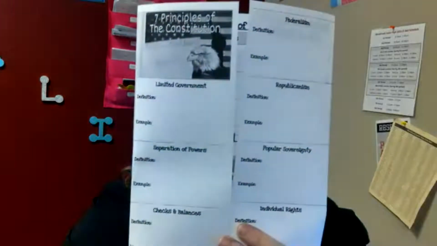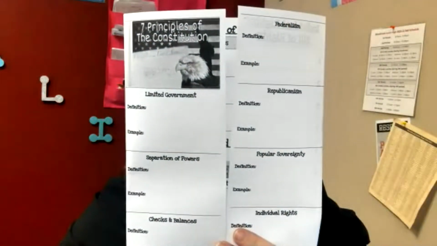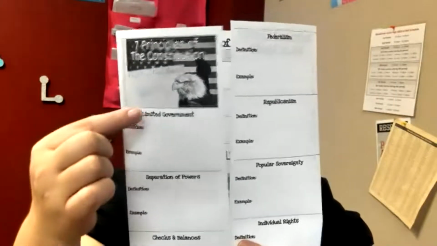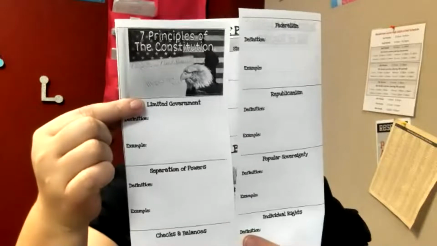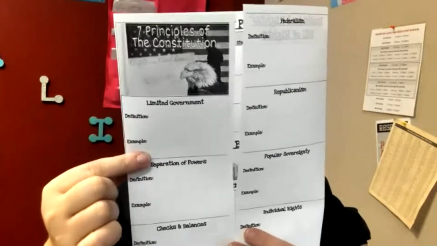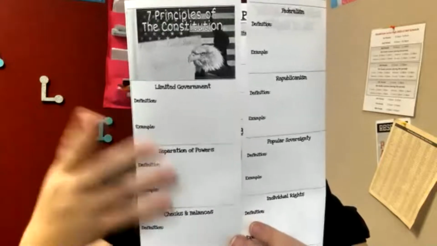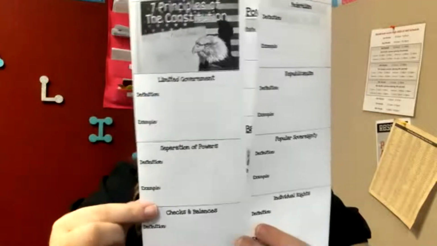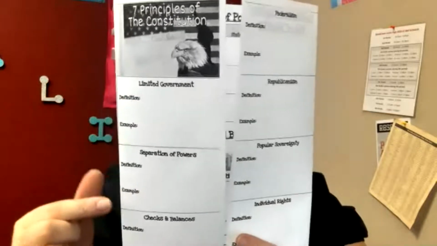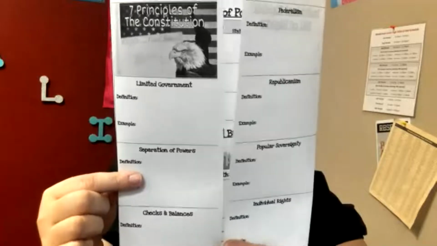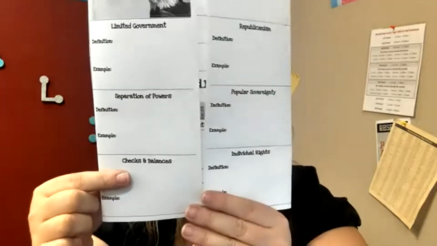Let me just focus this. Okay, so we have completed limited government for the 7 principles. We did that right before we left for the break, I guess the winter storm. Today, which is the 23rd of February, we went over the separation of powers. And then this, we are filling out checks and balances.